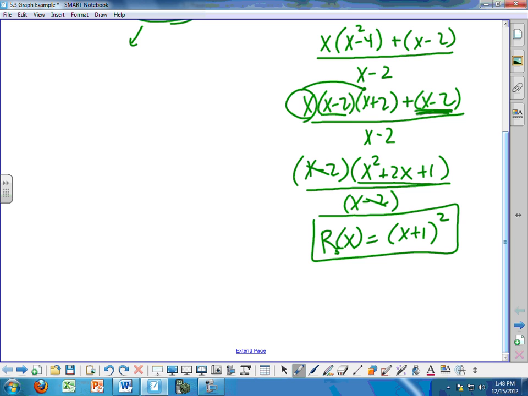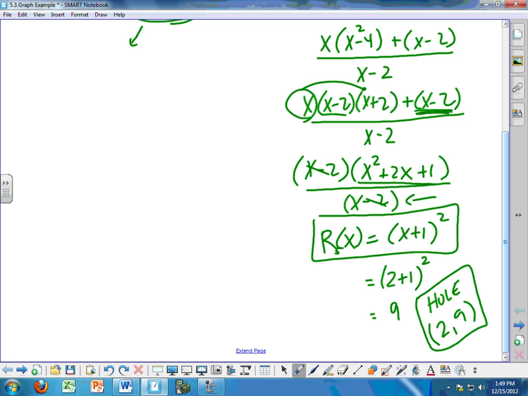And of course, we know that the number 2 can go into this one. So if we substitute that in there, we get 2 plus 1 squared, or 9. That tells us that the hole that was created by the discontinuity here at x equals 2 is at the point 2 comma 9. So that gives us our answer to the first part. And of course, there's another way to do this.